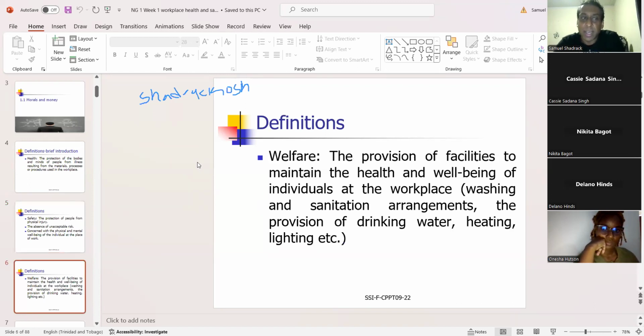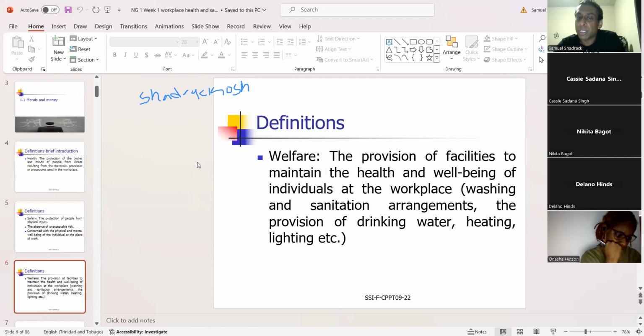All right, next definition. Again, those in the book are the same three definitions. We have what is welfare. So this is an easy one. Welfare is the provision of facilities to maintain the health and well-being of individuals at the workplace.